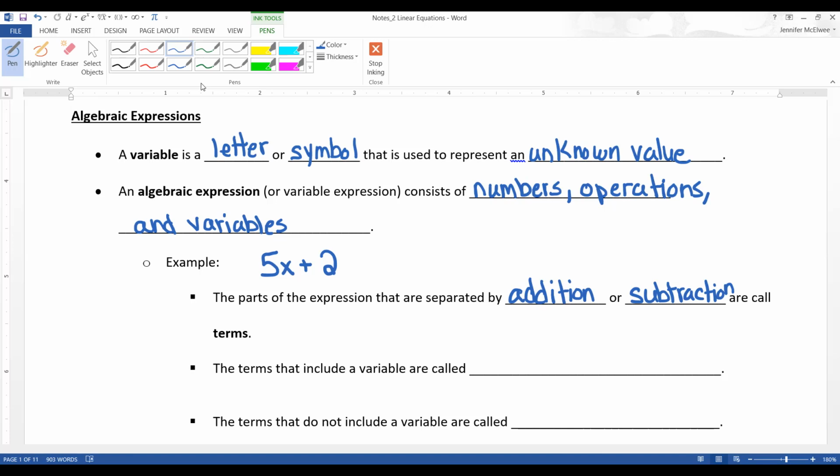Each term has its own name because one has a variable and the other does not. The terms which include the variable are called variable terms, so that goes right here. I love how mathematicians name things so logically. The term with a variable in it is called a variable term. Go figure. So maybe you want to write a little note to yourself for later. I'll put 5x is the variable term.